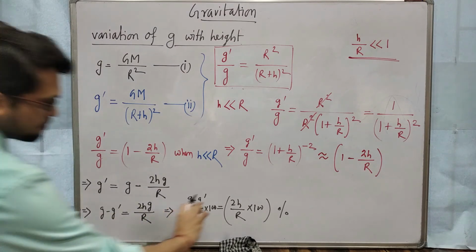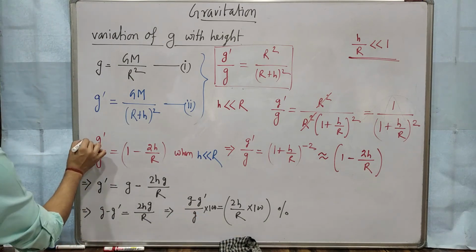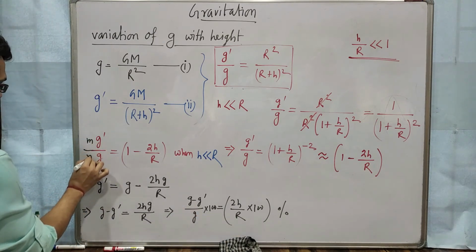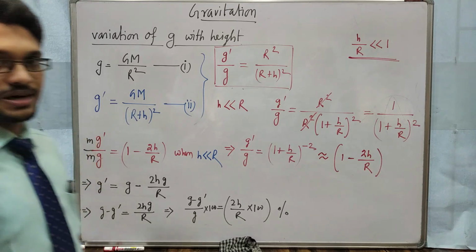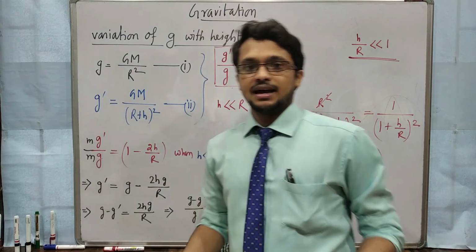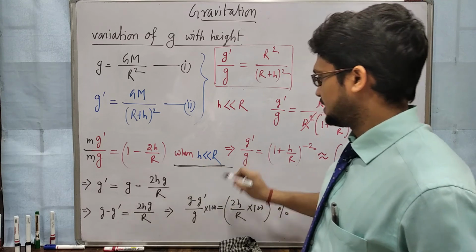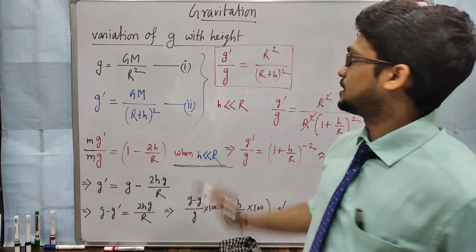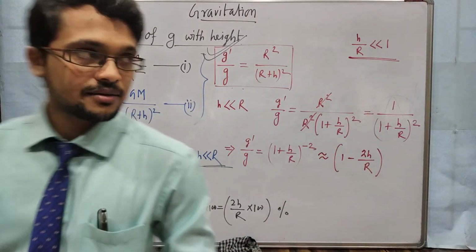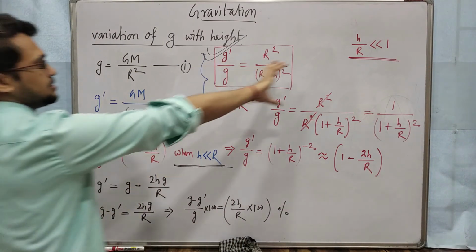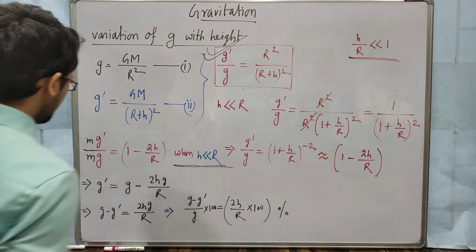The same formula will be for percentage decrease in weight also, because if we multiply the numerator and denominator by m, we will get weight. mg is the weight on the surface of earth, and mg prime is the weight at a height h from the surface of earth. When h is very less than R, then we will use this thing. Otherwise we will always use this thing. Clear? So now I am writing this equation at one side and I am showing a few numericals on how to solve.